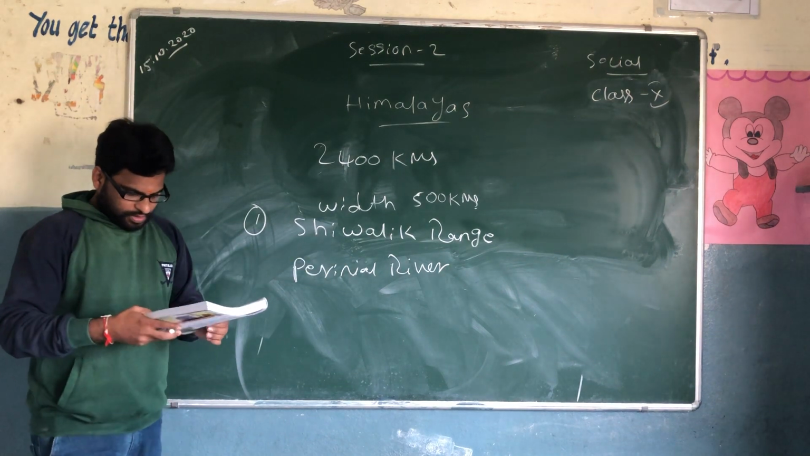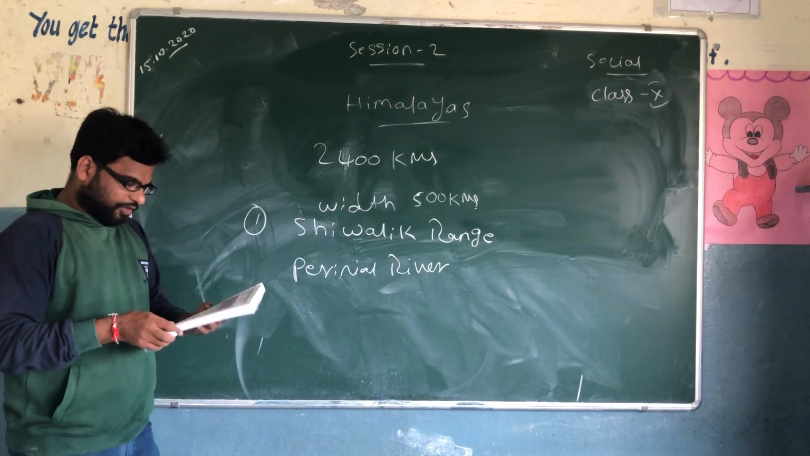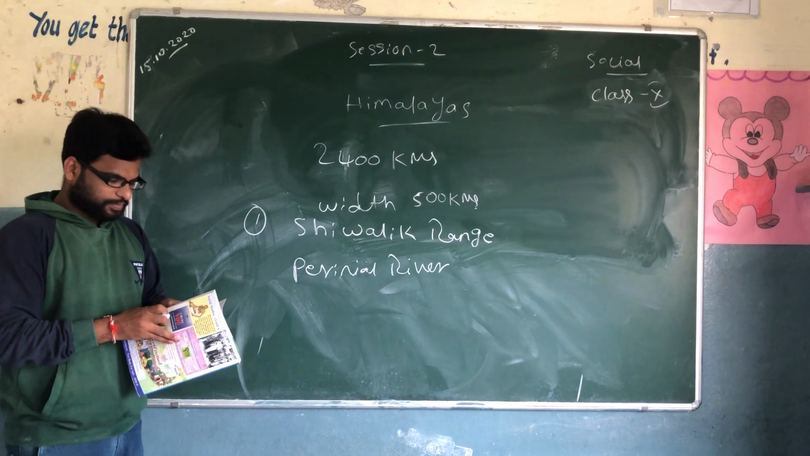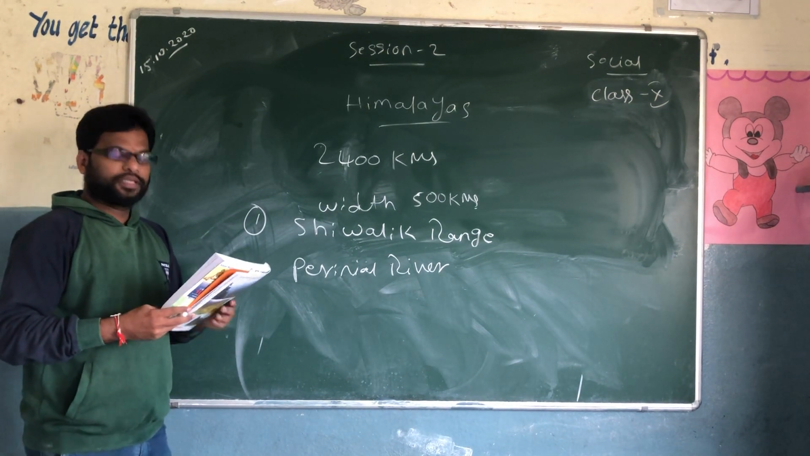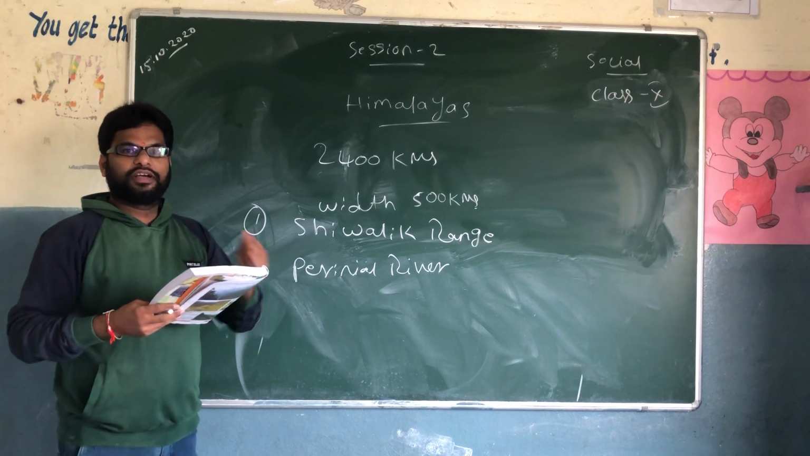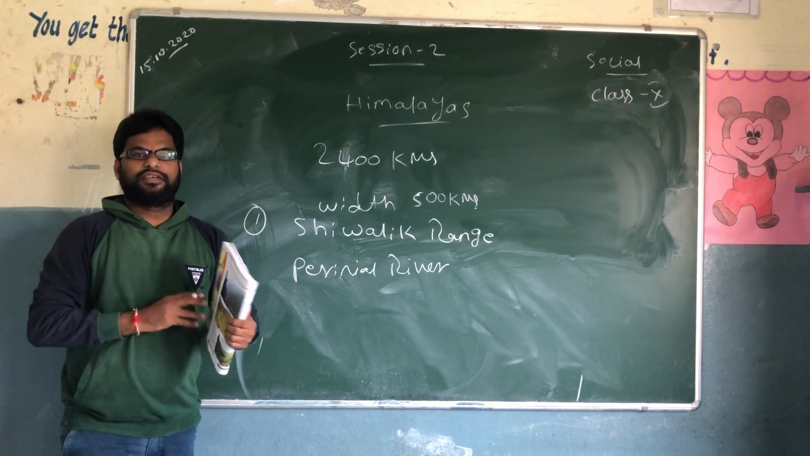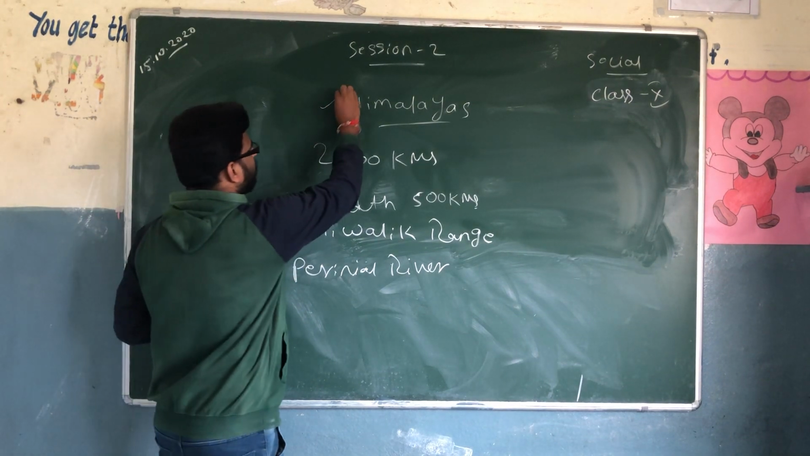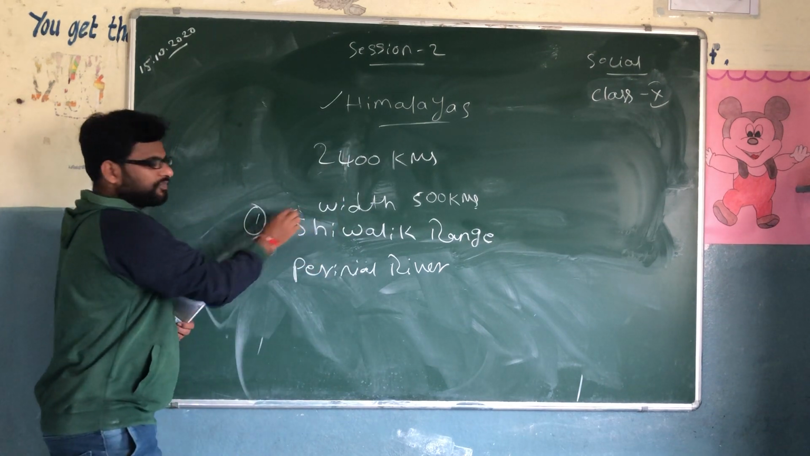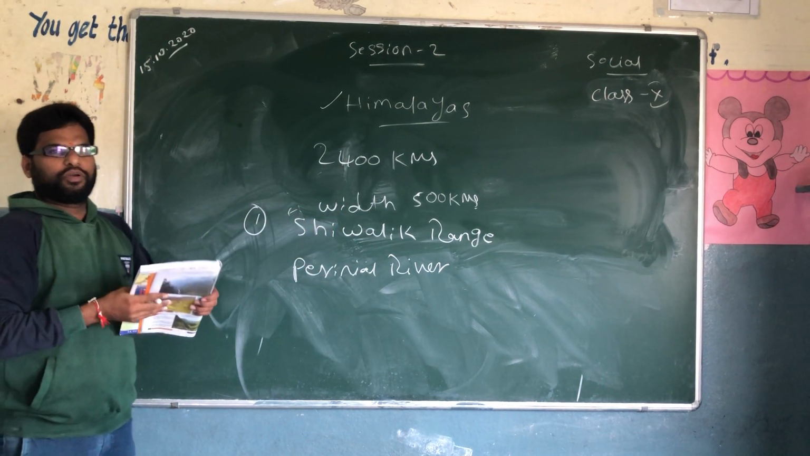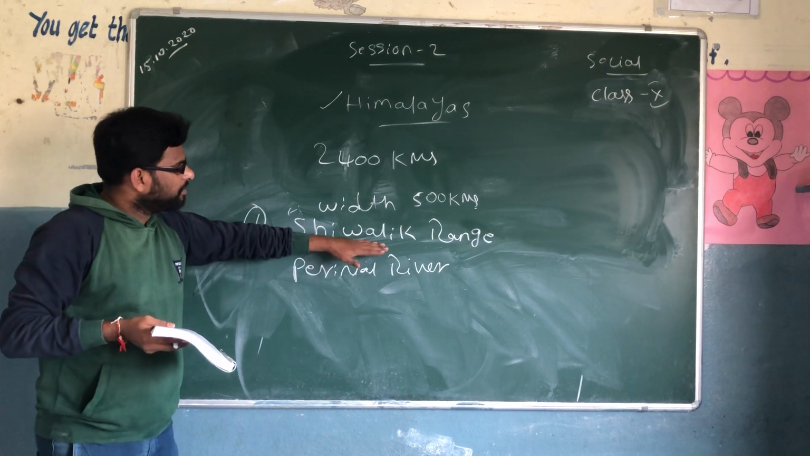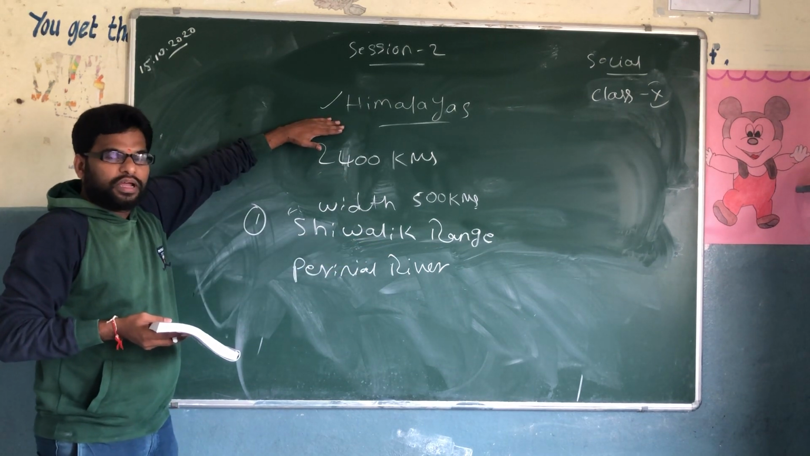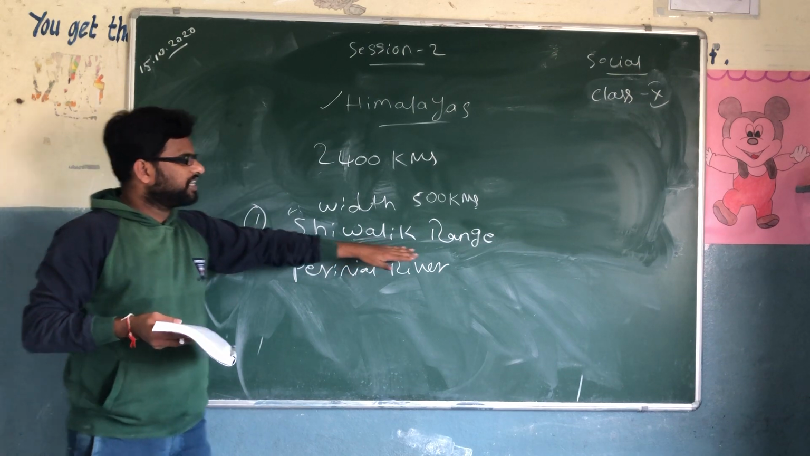Now, if you observe here, the Shivalik range was formed in the last stage of formation of the Himalayas. Before this we had small mountains, but in the last stage of the Himalayas' formation, the Shivalik range was formed.